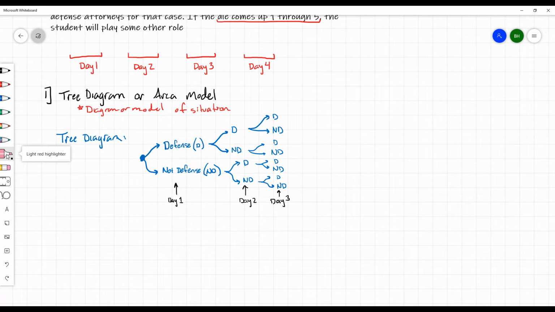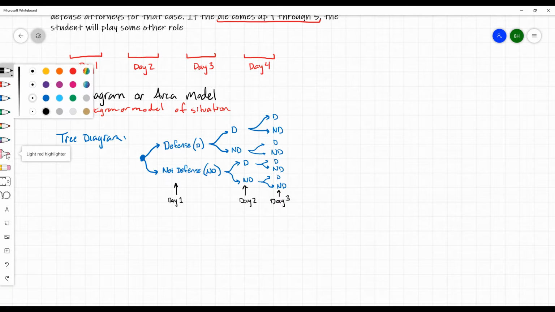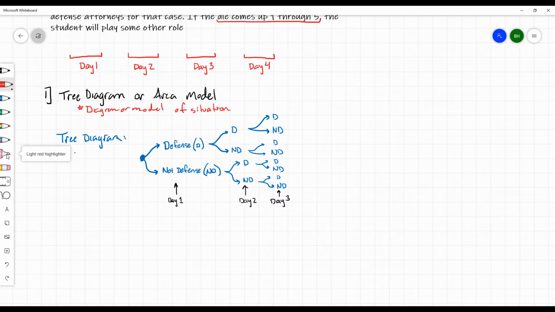For tree diagrams, you can only take one branch. Only one branch of events can happen at a time. So I'm going to put a little note here: for a tree diagram, only one branch can happen at a time.